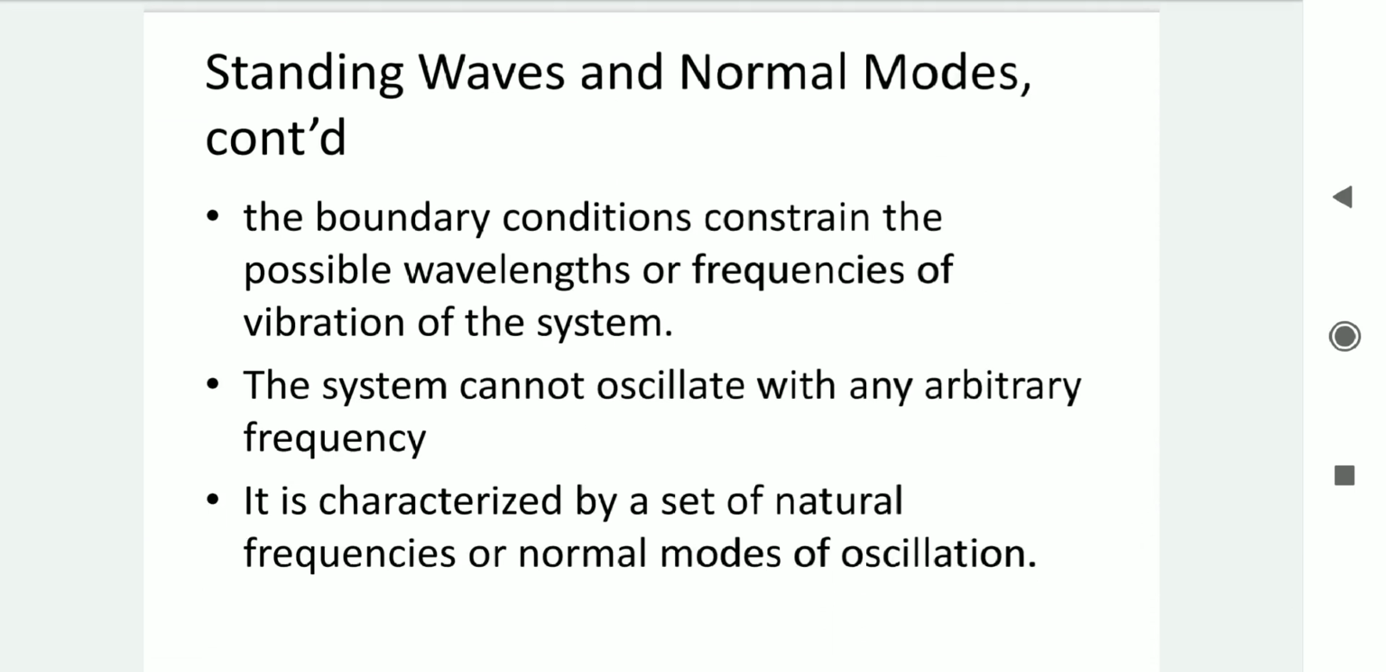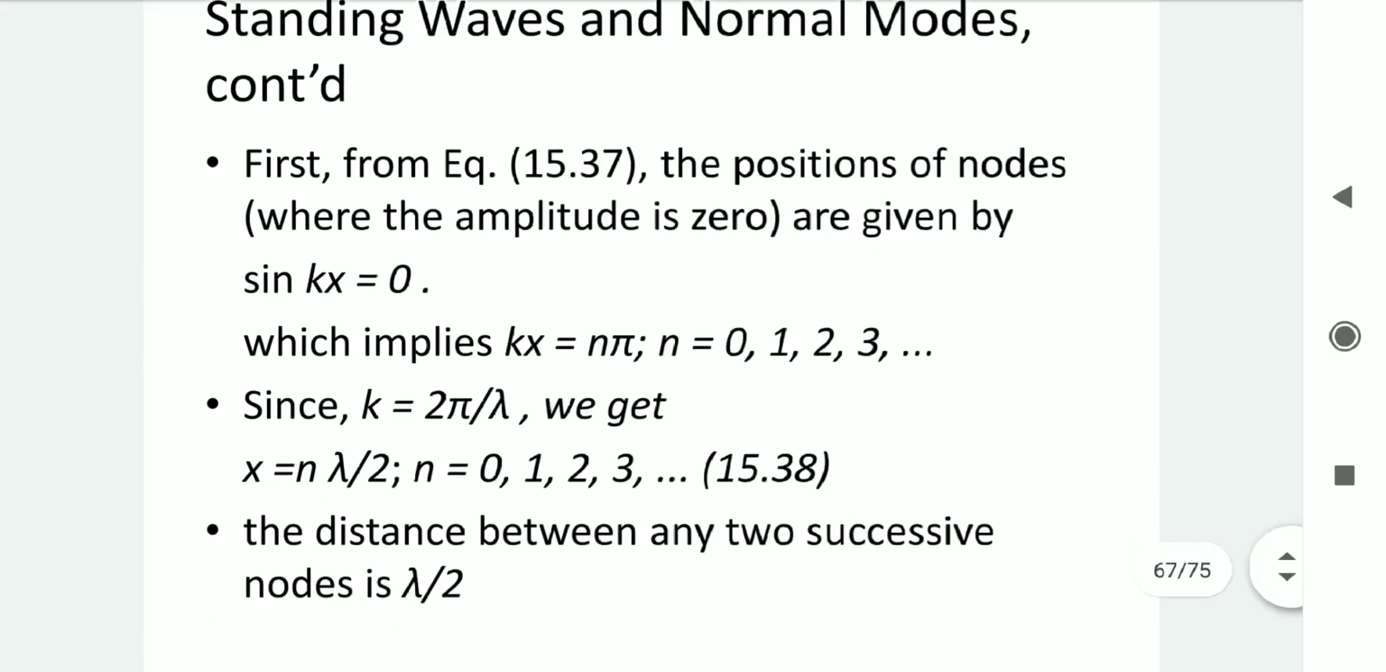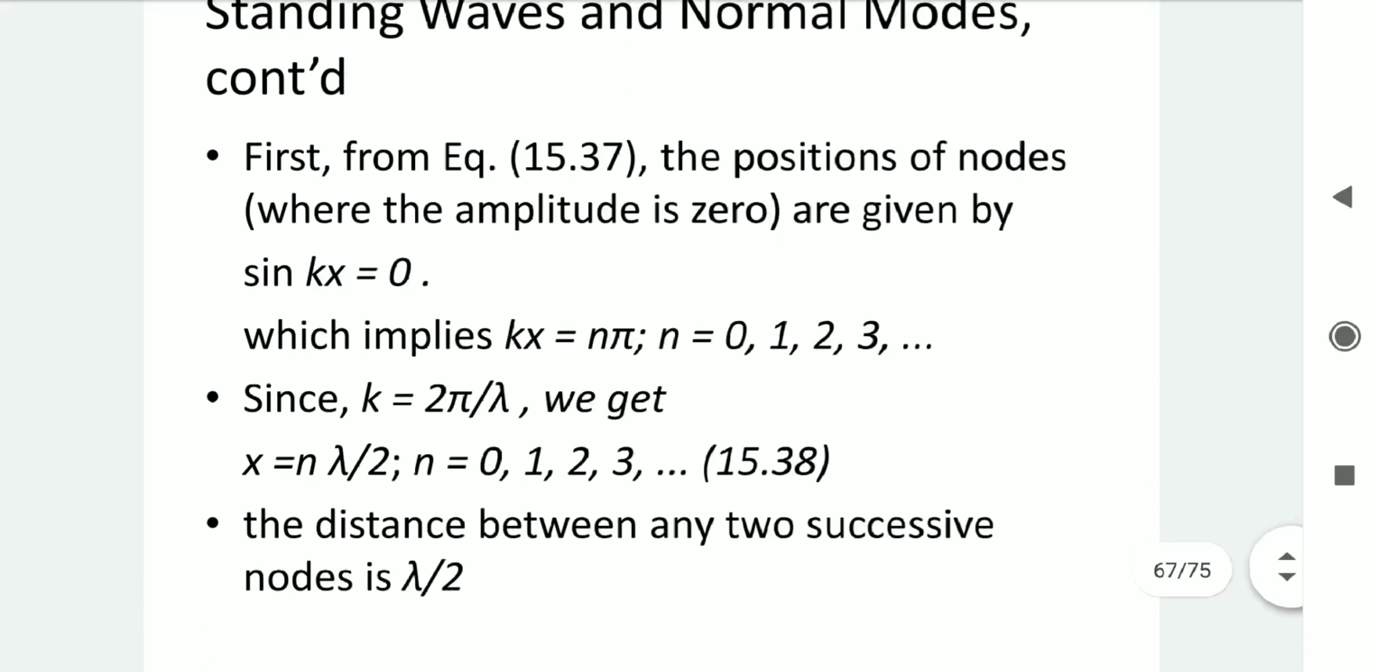Here the system cannot oscillate at any arbitrary frequency. It is characterized by a set of natural frequencies or normal modes of oscillation. For example, the positions of nodes are given by sin kx = 0. So here kx = nπ, and k = 2π/λ, right? So here x = nλ/2. So the distance between two successive nodes is λ/2.